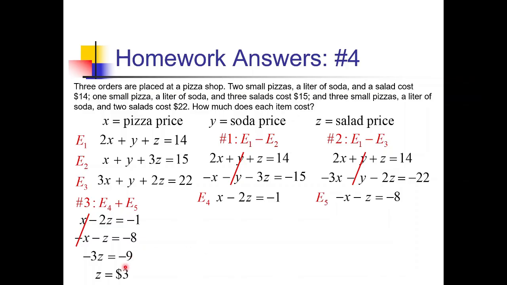Okay, let's plug this back into one of these 2 variable equations now to figure out the x value. I'm thinking equation 4 looks a little nicer because it just has 1x instead of -1x. So let's go equation 4. So x minus 2 times 3 equals -1. That's x minus 6. And if I add 6 to the other side, I end up with $5. So pizza is going to be $5.